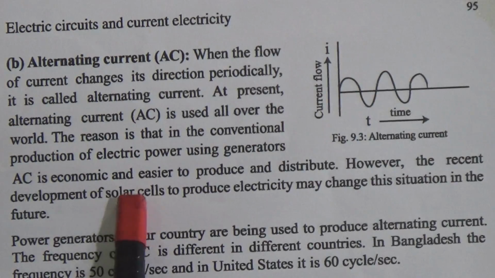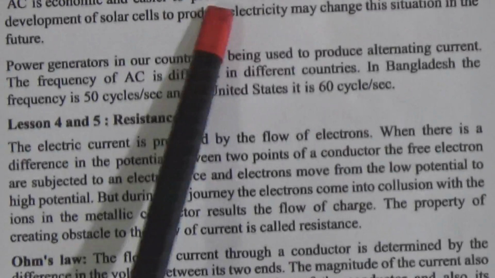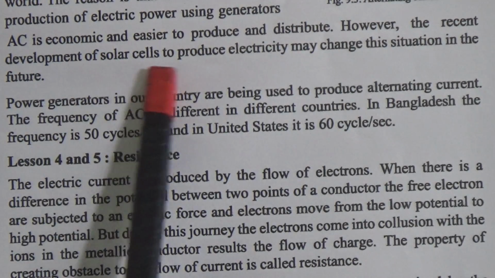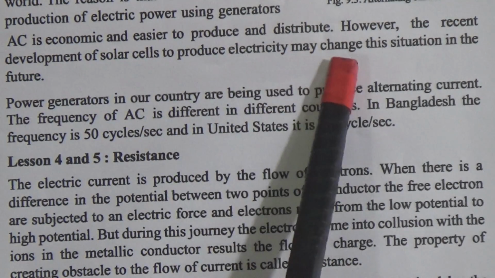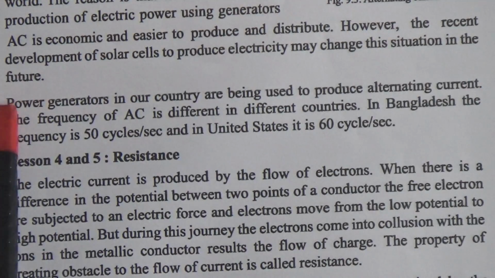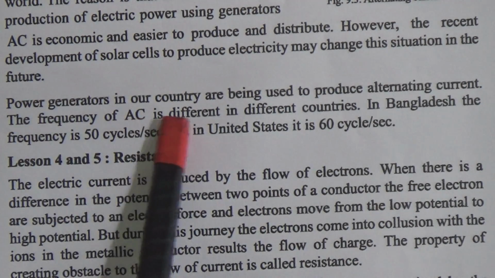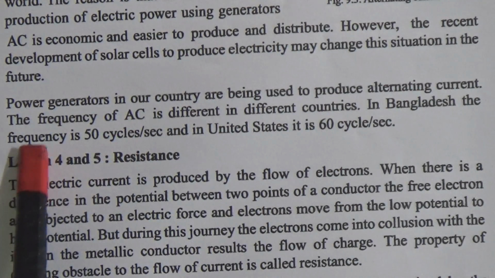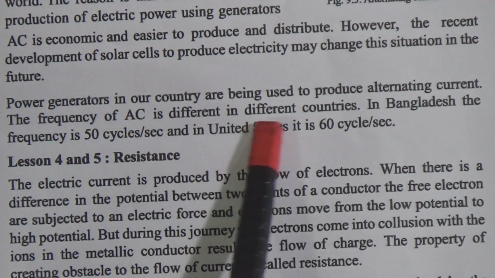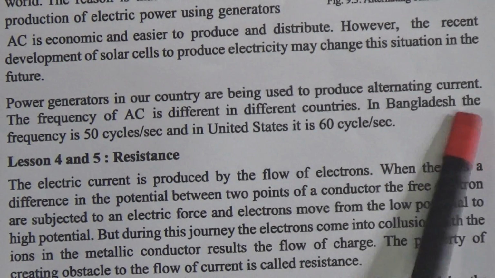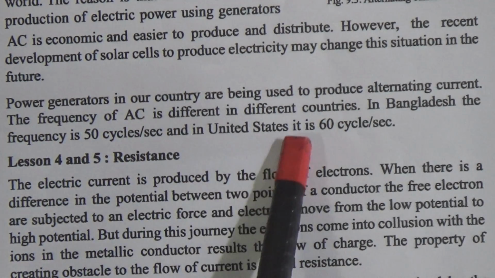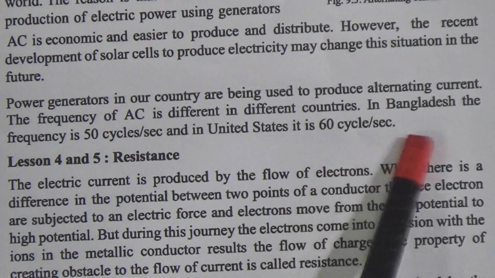AC is economic and easier to produce and distribute. However, the recent development of solar cells to produce electricity may change this situation in the future. Power generators in our country are used to produce alternating current. The frequency of AC is different in different countries. In Bangladesh, the frequency is 50 cycles per second, and in the United States it is 60 cycles per second.